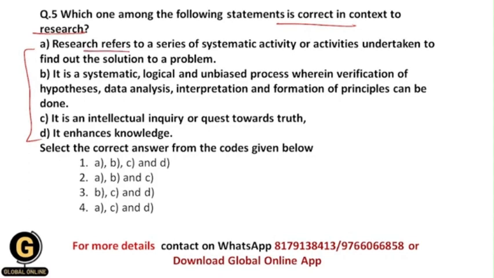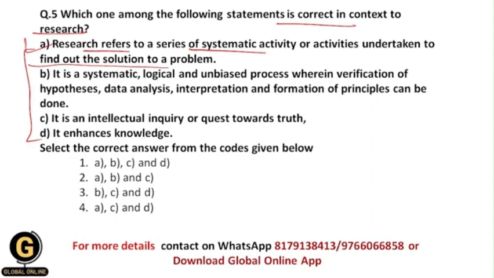Research refers to a series of systematic activity or activities undertaken to find out the solution to a problem. So this is really very easy, and we have seen a lot of times what exactly research is. Research is a systematic activity, because here we follow the scientific procedure and we do the research because we want the solution to our problem, and that's why the first statement is correct in context to research.